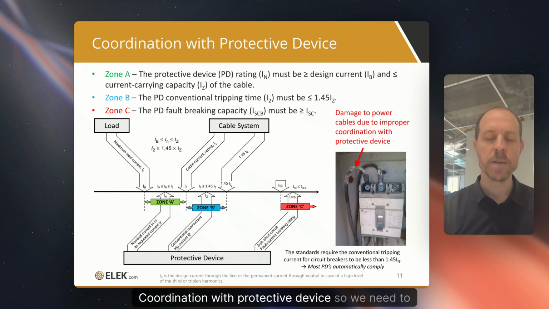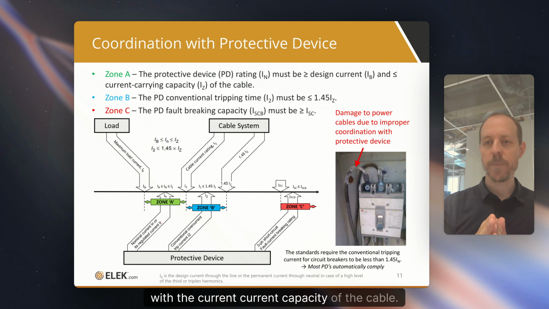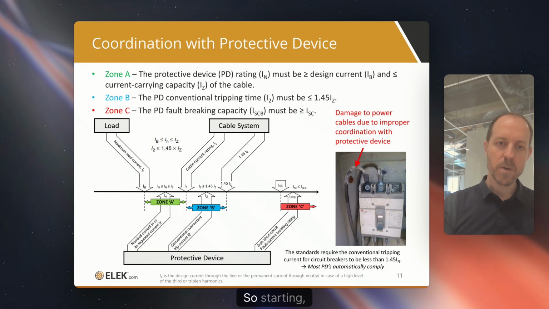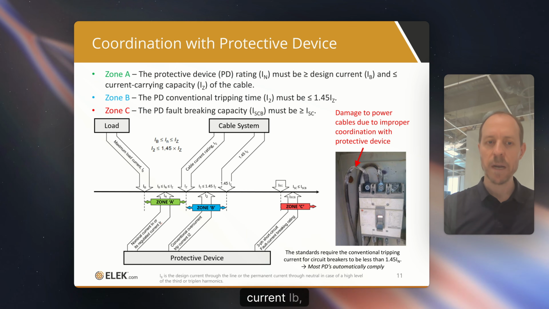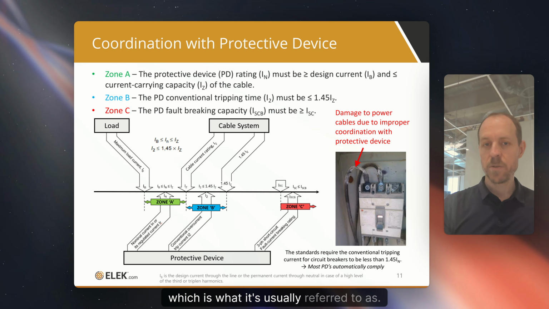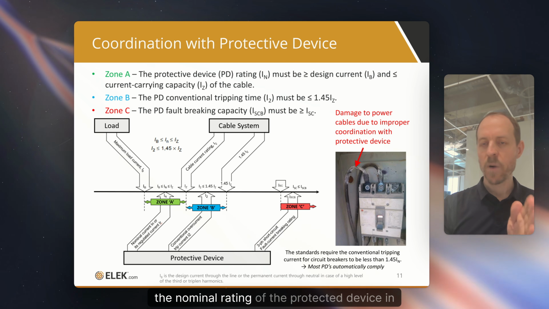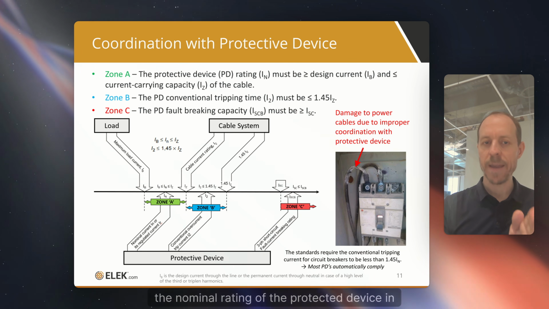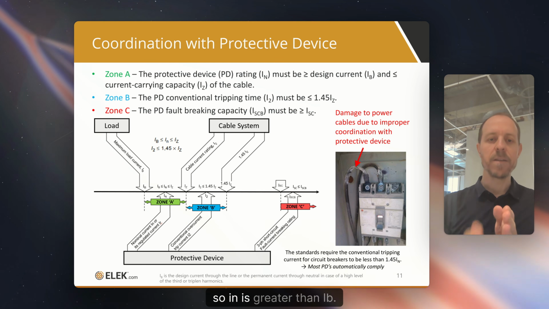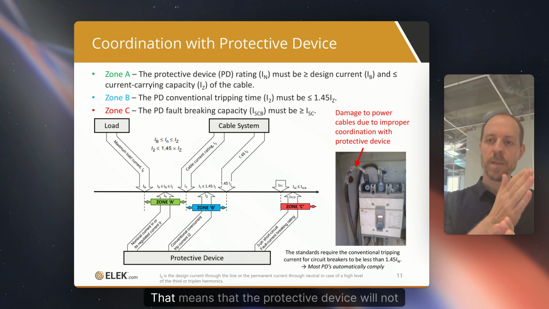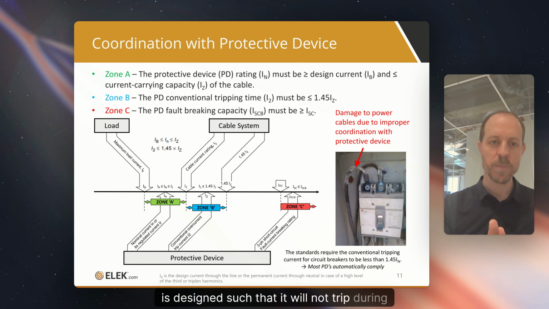Coordination with protective device. We need to coordinate the rating of the protective device with the current capacity of the cable. Looking at this diagram here, starting on the left-hand side, we have the load current, IB, which is what it's usually referred to as. Then we have the nominal rating of the protective device, IN, which is the next line moving to the right. So IN is greater than IB.